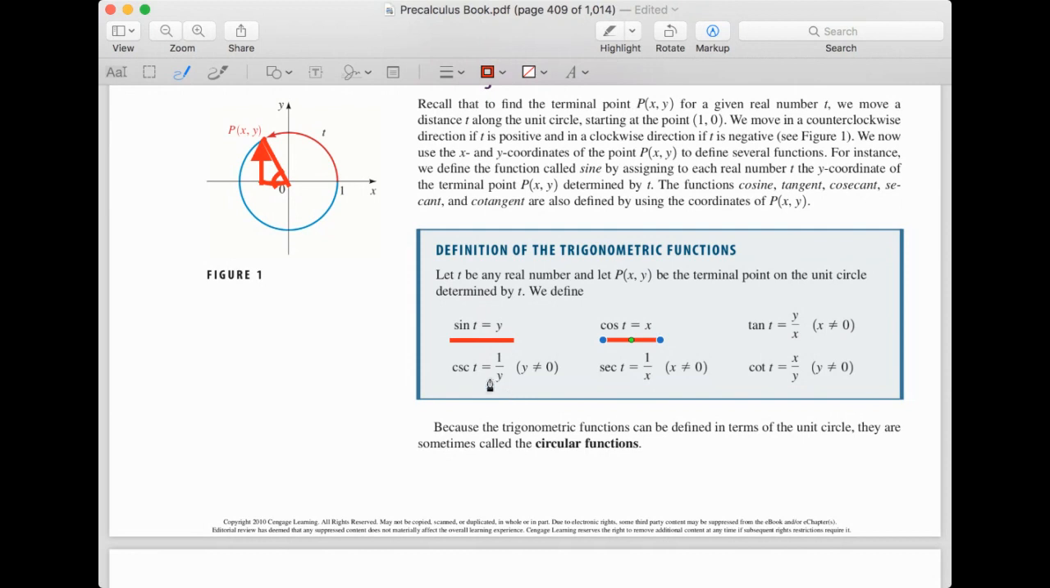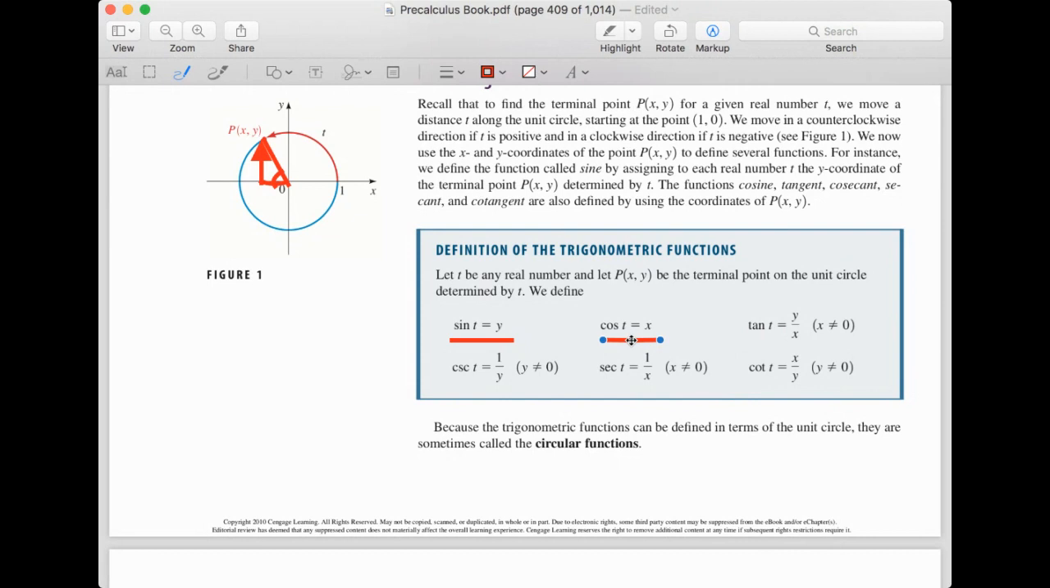And similarly, we have the other three trig functions. One is called cosecant. Cosecant is 1 over sine. You see, sine t is y, and cosecant t is 1 over y, which is a flip. Secant equals 1 over cosine, 1 over x. And cotangent equals 1 over tangent. You see, it's just the flip of tangent. So we have these six trig functions.